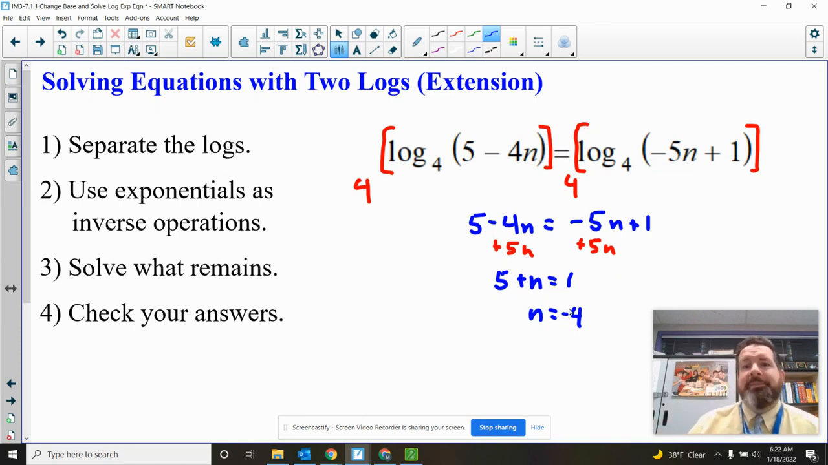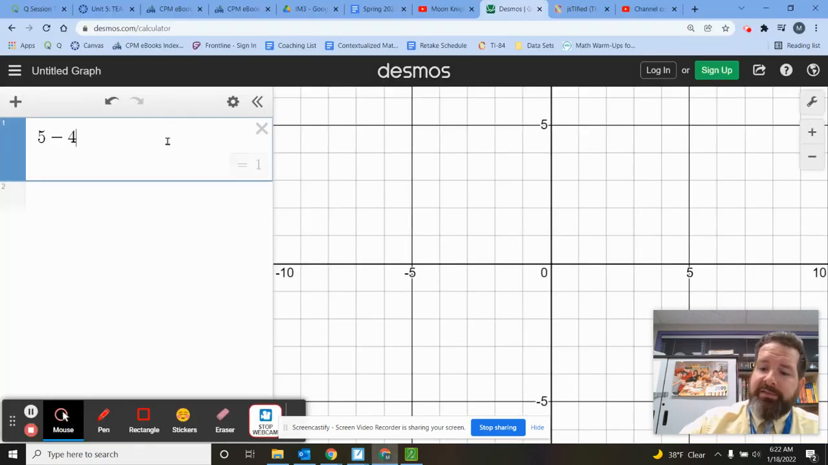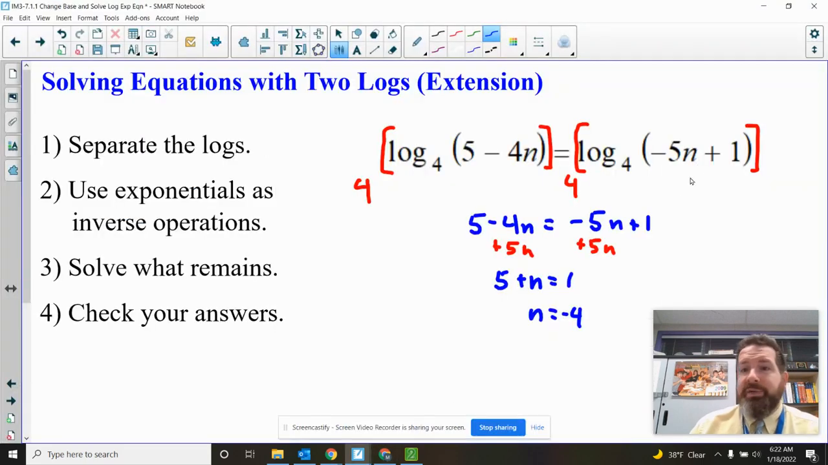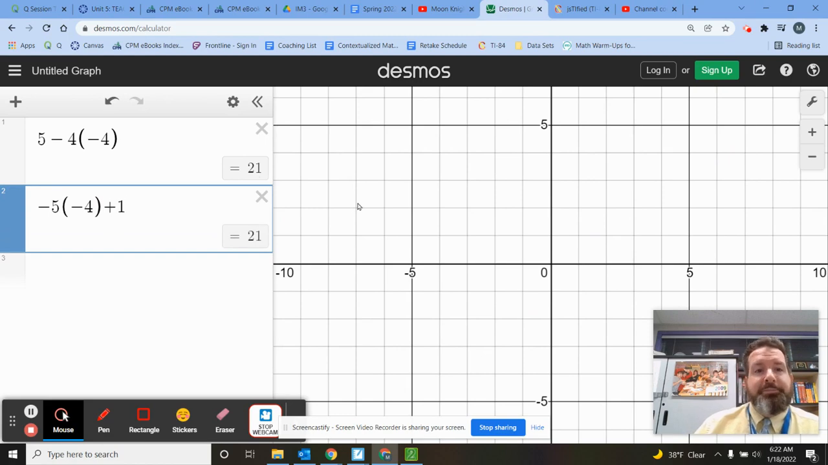Here's how you check. Just focus on what's inside the parentheses and make sure you get the same positive number on both sides. So I think n is negative 4. If I do 5 minus 4 times that n, just make sure it's some positive number. On the other side, make sure you get the same positive number with what's inside these parentheses. Negative 5 times n plus 1, negative 5 times the n, I think it is, plus 1. And look at that. We got the same positive number both times.